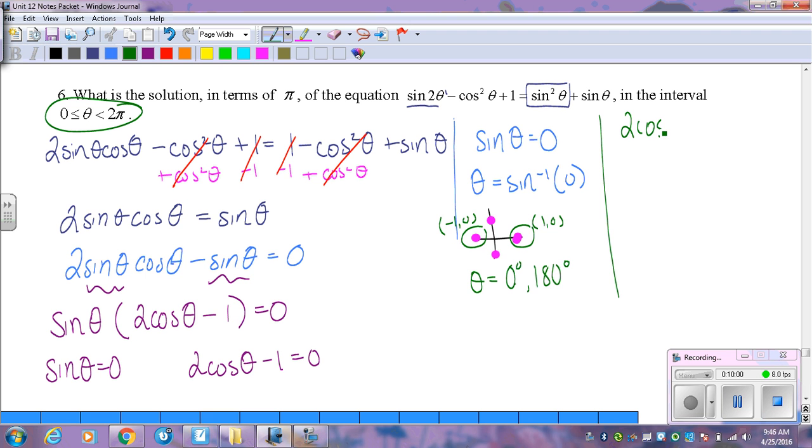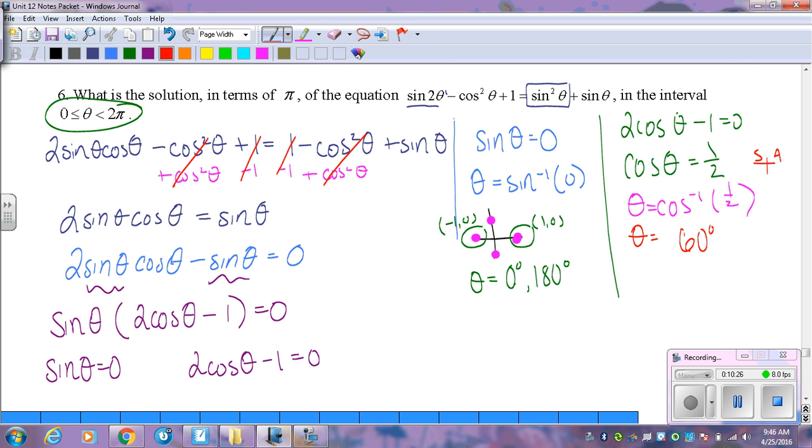The other equation we were working with is 2 cosine theta minus 1 equals 0. So I'm going to add 1, divide by 2. I'm going to end up with the cosine of theta is equal to 1/2. All right, so whose angle has a cosine value of 1/2? Yeah, 60 degrees. Okay, so 60 degrees. Now think about this. This is a positive number. Where else is cosine positive? Right, in the fourth quadrant. So you're going to use that 60 degrees as a reference angle in the fourth quadrant. That's going to get you another angle of 300 degrees.